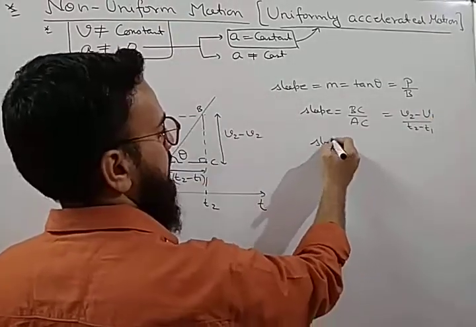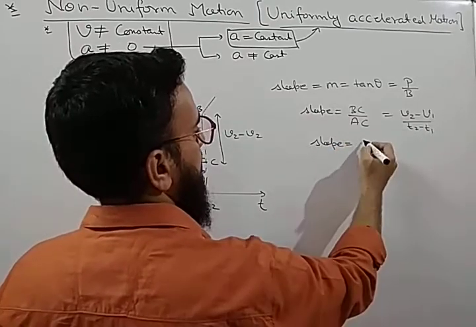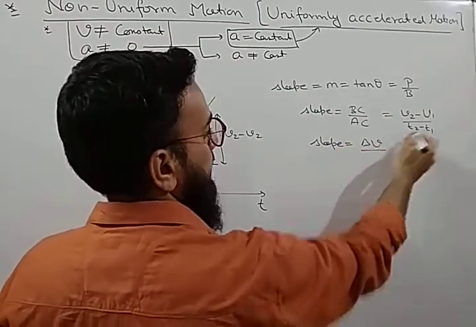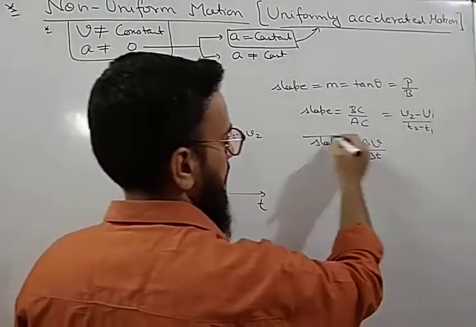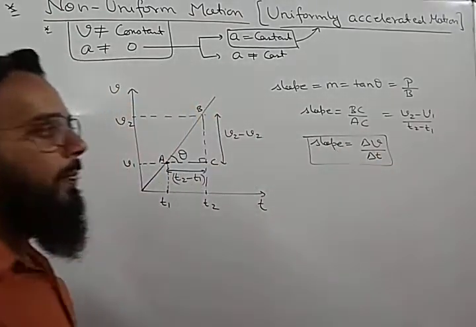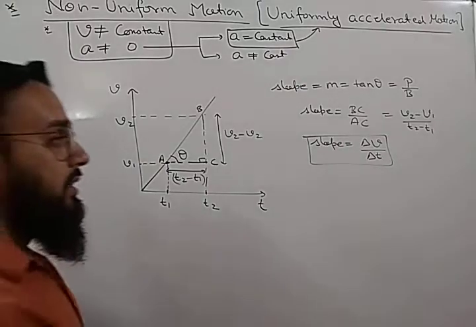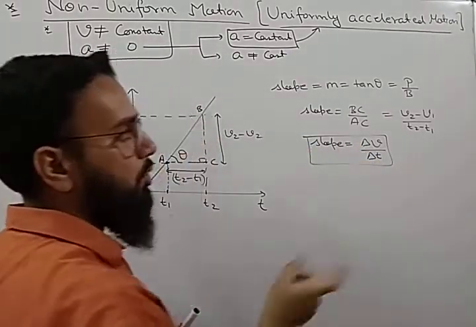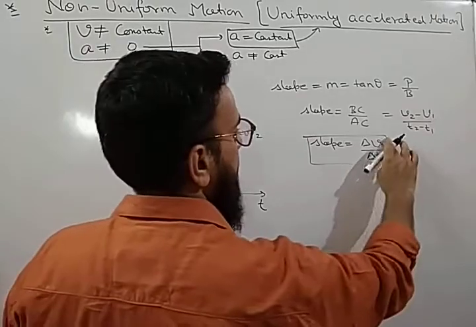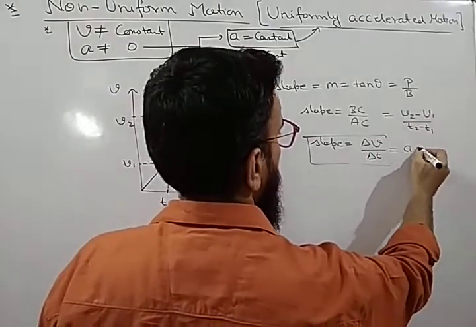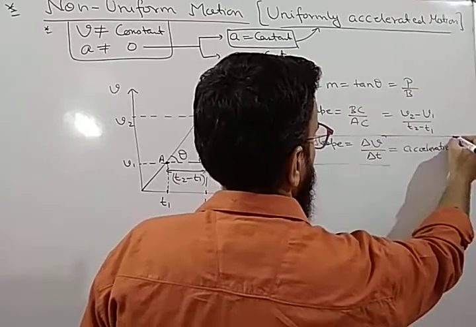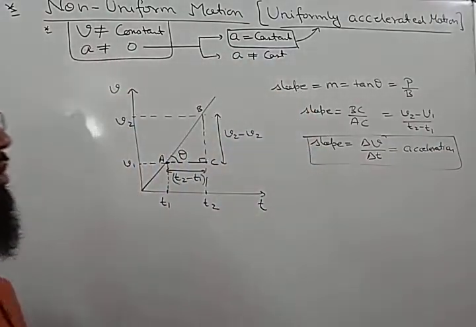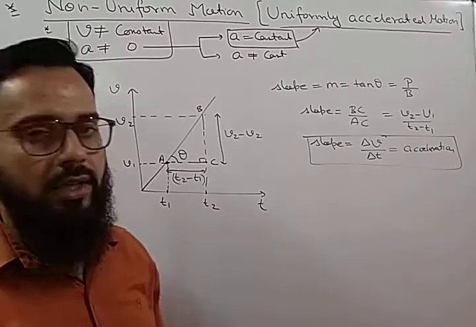Or we can write it as slope is equal to V2 minus V1, represented by delta V, over T2 minus T1, represented by delta T. So this slope is equal to delta V upon delta T. And we know the formula of delta V upon delta T. What is delta V upon delta T? Delta V upon delta T is equal to acceleration. We have already studied in the topic of acceleration that the formula of acceleration is delta V upon delta T.